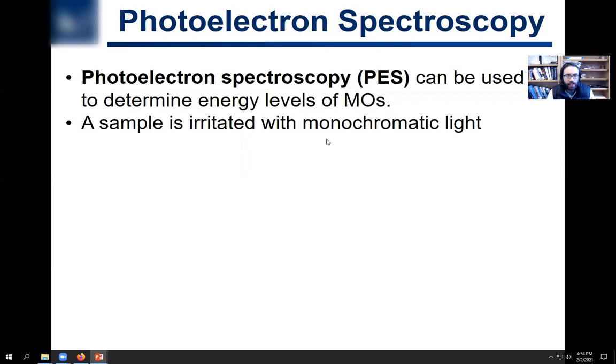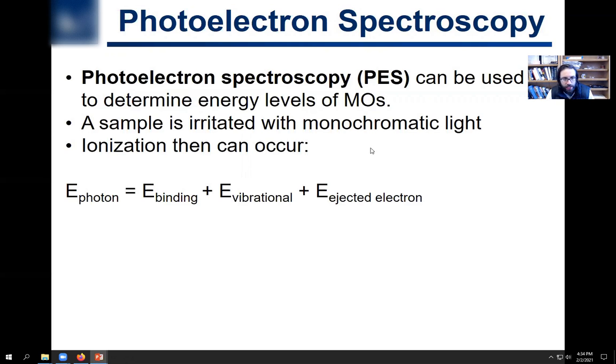And so what you're doing is you're shining monochromatic light onto a sample, and then you can have ionization occur. Whatever that light is, monochromatic just means one wavelength, right? So you have one energy of that light. We can calculate that using general chemistry principles, right? E equals h nu. And so that we're calling energy of photon.